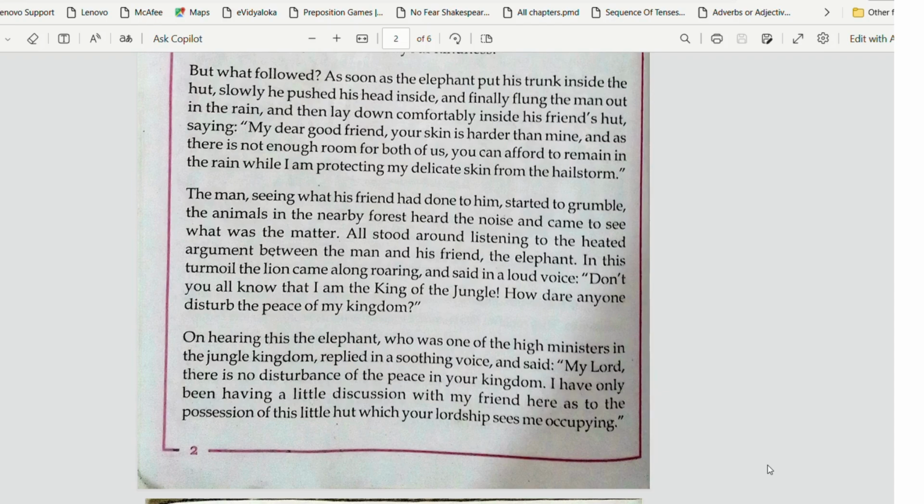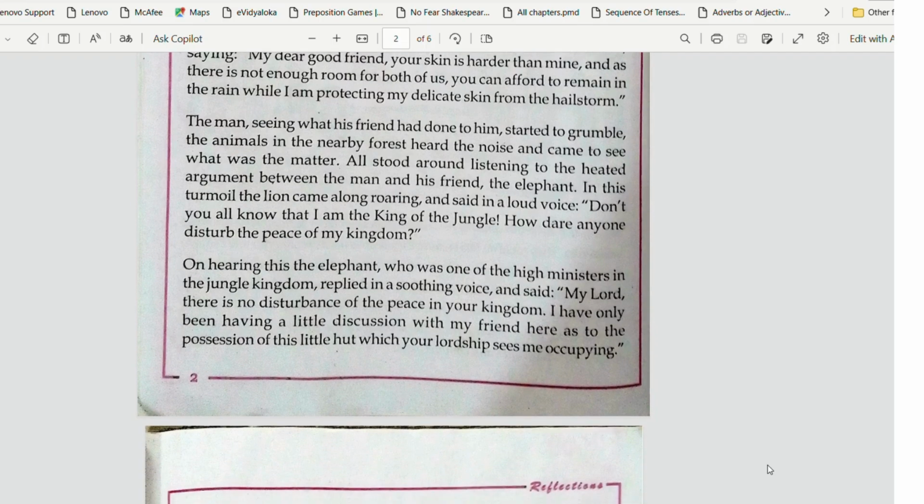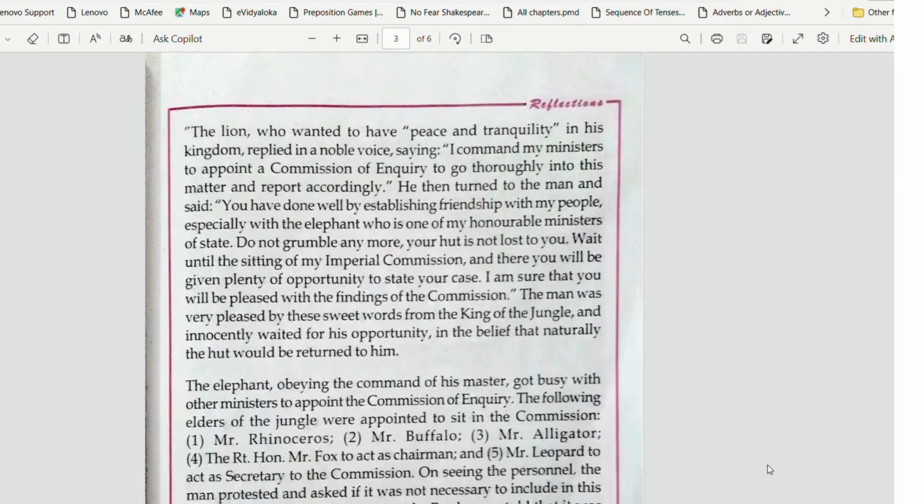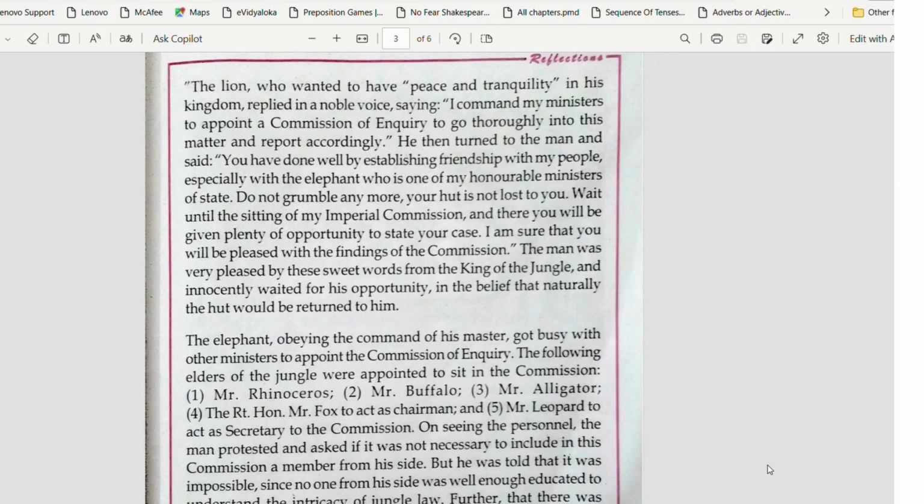On hearing this, the elephant, who was one of the high ministers. Now see, this is corruption. Now the elephant is one of the high ministers, so it's obvious that the lion is going to speak in favor of the elephant. So the elephant said, "My lord, there is no disturbance of peace in your kingdom. I have only been having a little discussion with my friend regarding who should have the possession of the little hut." The lion, who wanted to have peace, replied in a very noble voice.